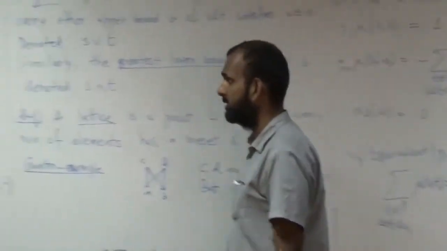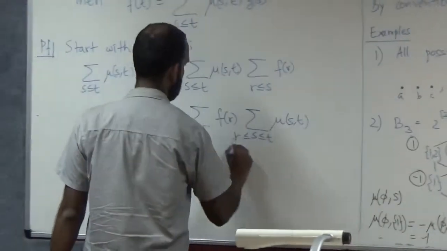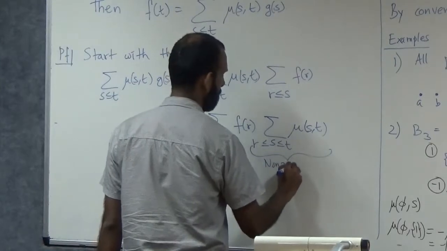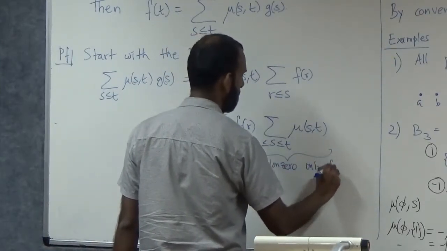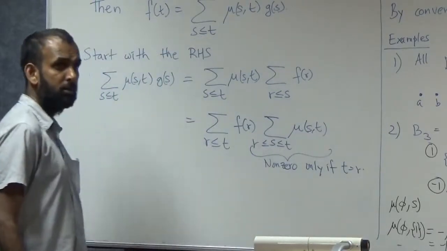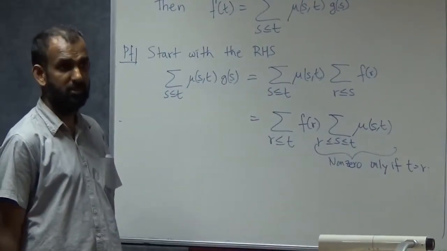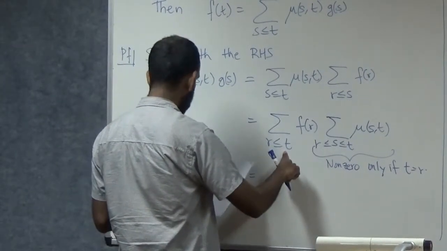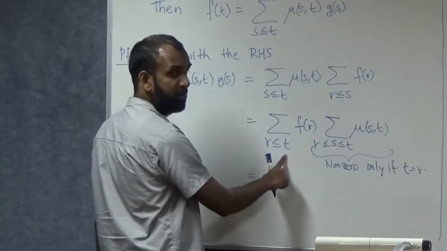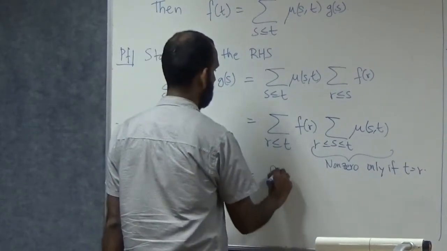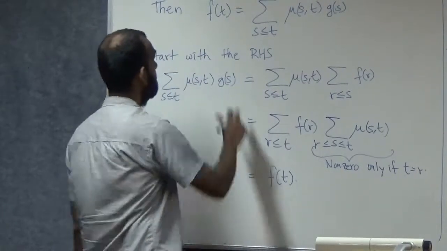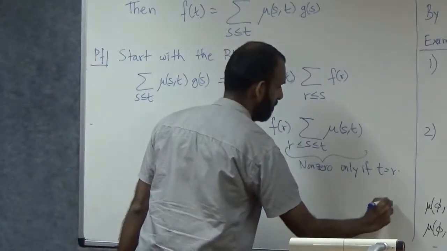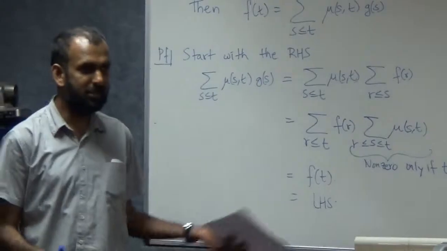So I'm restating. This sum is non-zero only if t equals r, by definition of the Mobius function, nothing more than that. But if t is equal to r, then what do I have here? r is forced to be t, so I get f(t). But that's the left hand side. So this ends, and it's such an elementary proof.